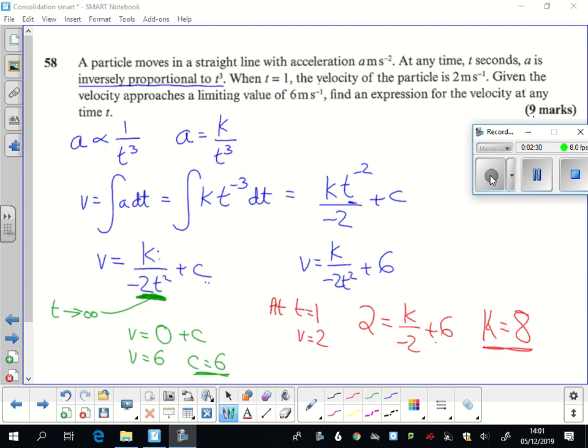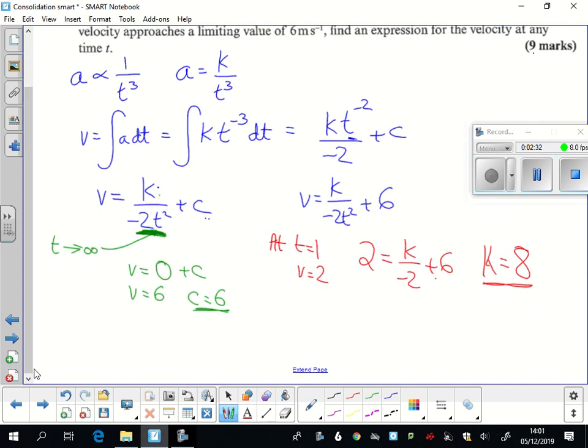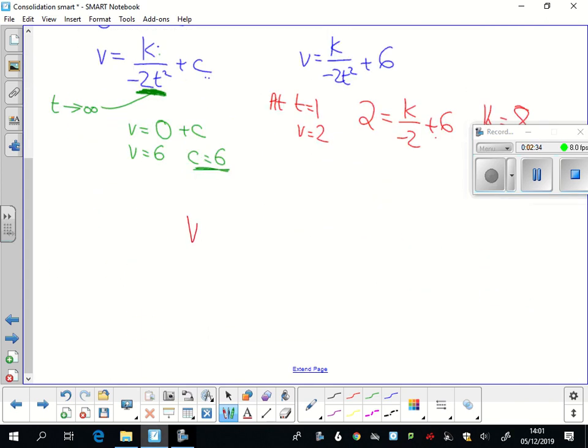So we're done. Let's just write our final answer. Our final answer is that the velocity is equal to k, what did I say that was? 8 over minus 2 t squared plus 6. And you know what? We might as well just tidy that up as well, mightn't we? So we've got minus 4 over t squared plus 6.